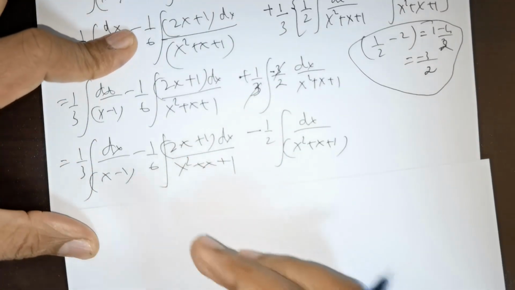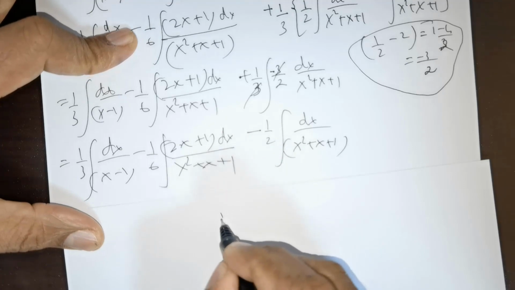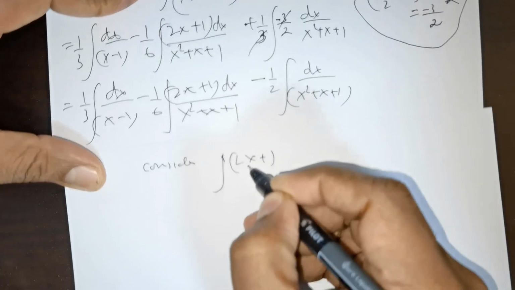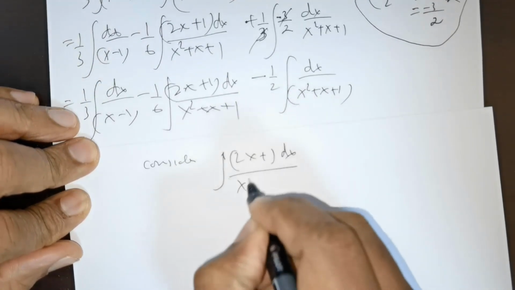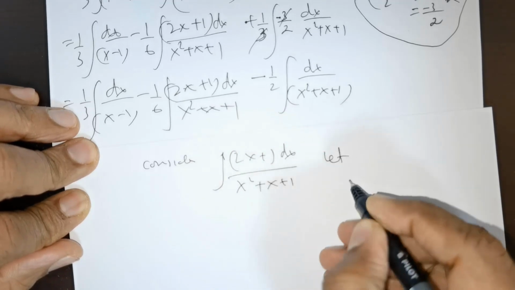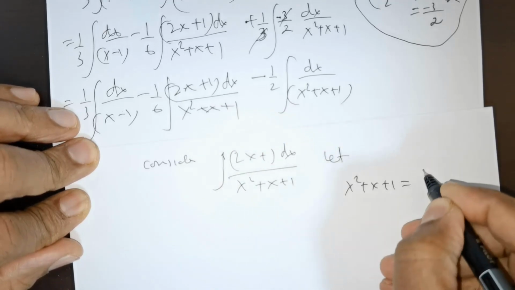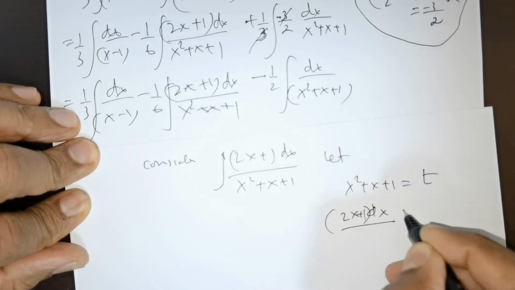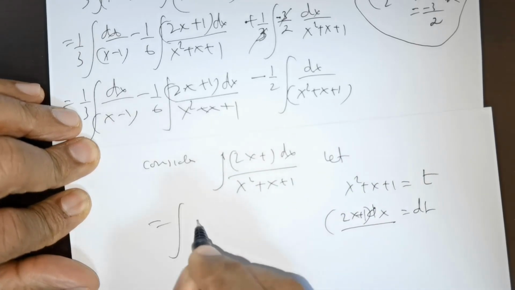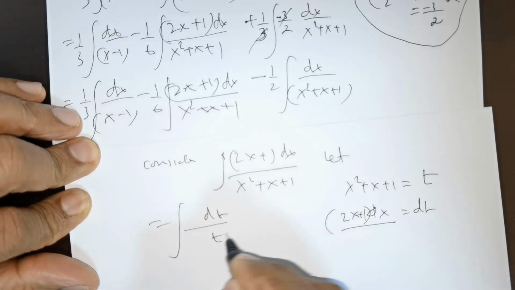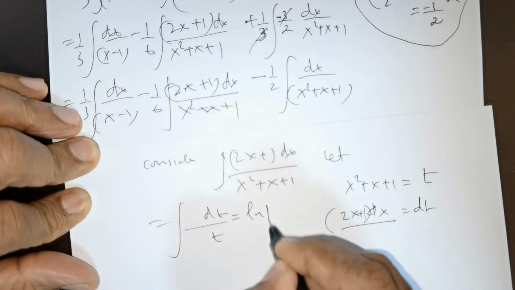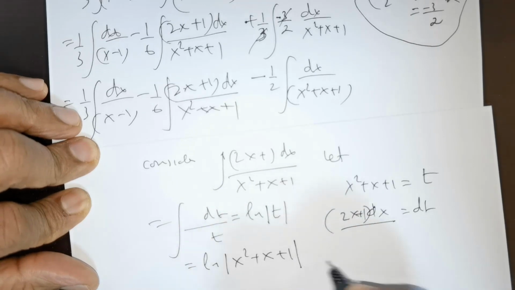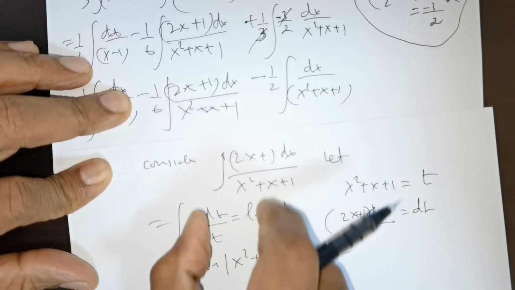Now this can actually be obtained as follows. So I'm just going to consider integral (2x+1) dx divided by (x²+x+1). So let x²+x+1 be equal to some t. This is (2x+1) dx equal to dt. Substitute that, it is going to be integral dt over t, which is nothing but ln t, which is equal to ln of (x²+x+1). Okay, so you got this integration.